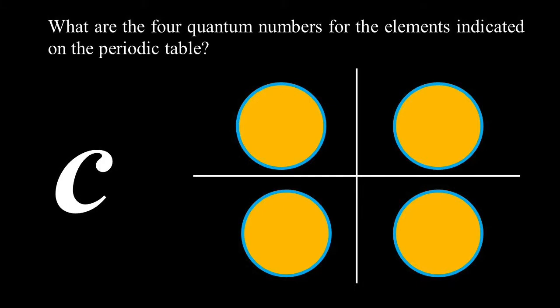So this one is going to be 2 seconds per slide. So hang on to your hats and let's get going, okay? We're going to find NLX first and then the four quantum numbers. All right, let's begin.